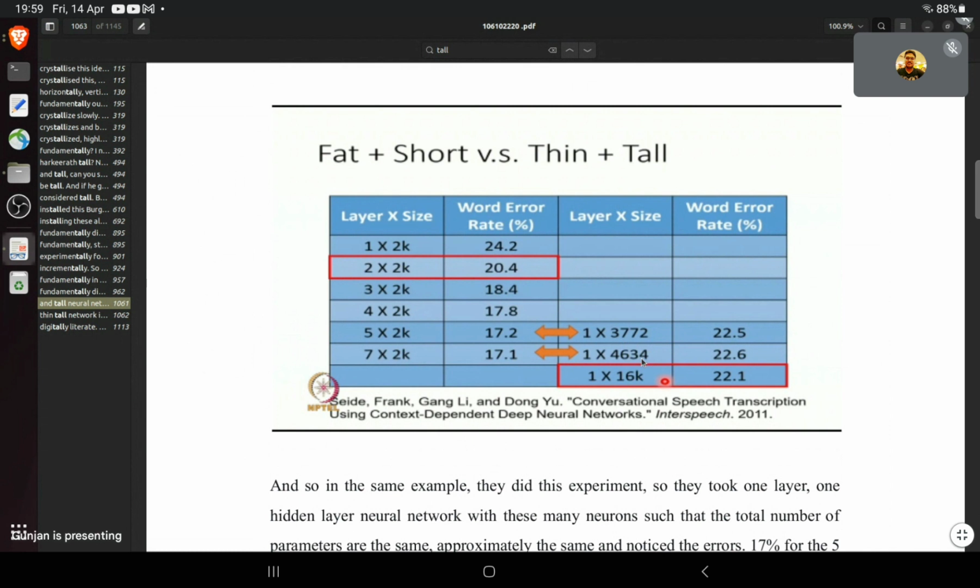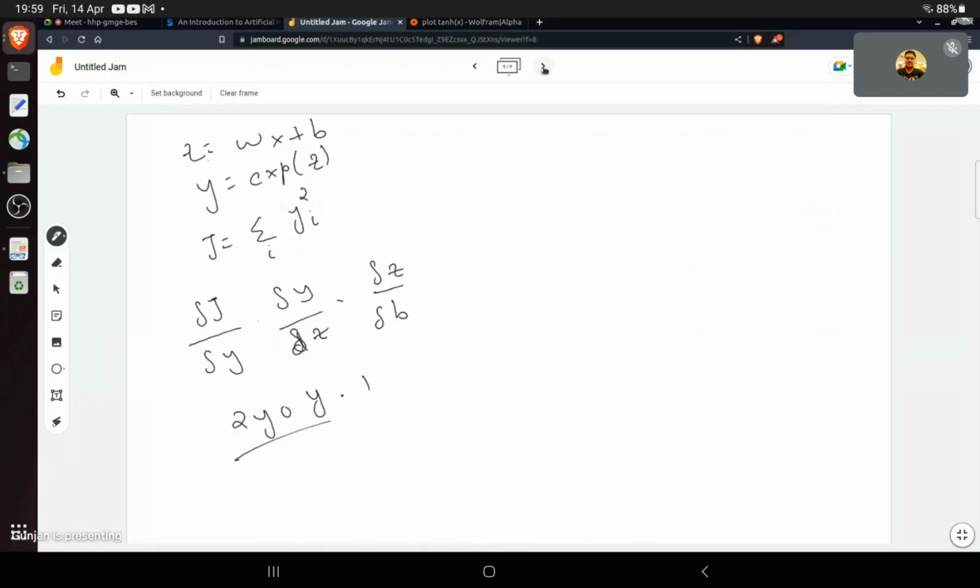Thin plus tall means the width is less but the depth is high. So how is it tall? Tall and depth are the same thing, right? If something has a lot of depth, then it is high. Depth and tallness are a matter of perspective. If you are at the top, the thing is deep. If you are at the bottom, the thing is tall.